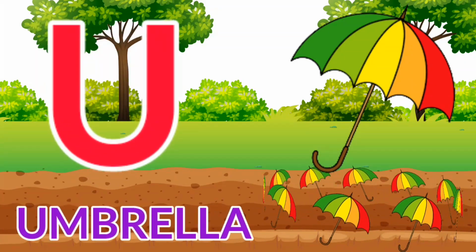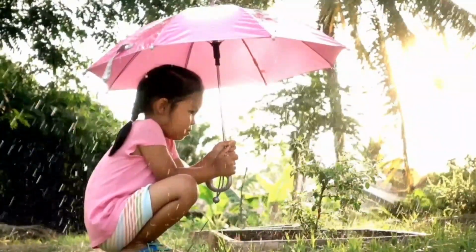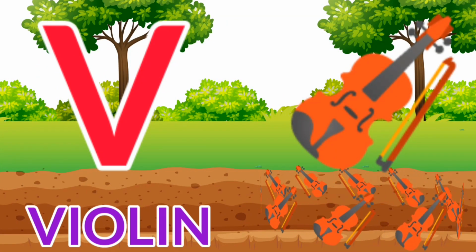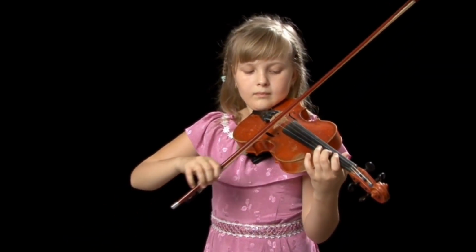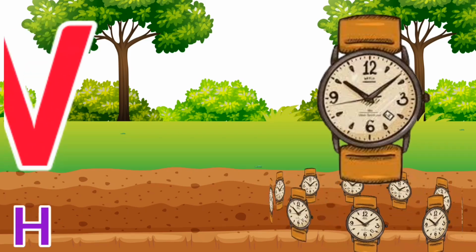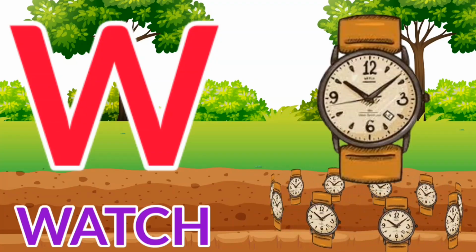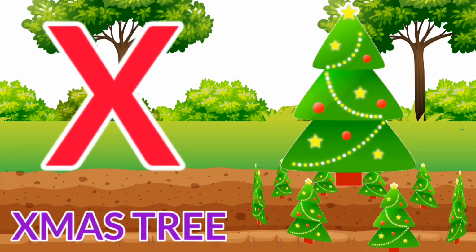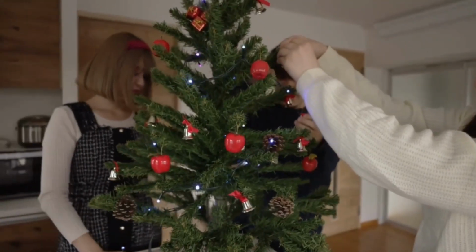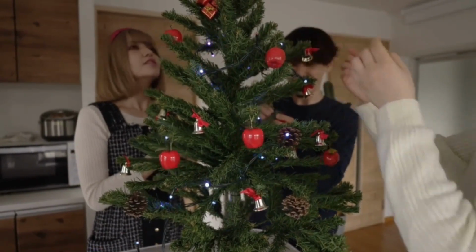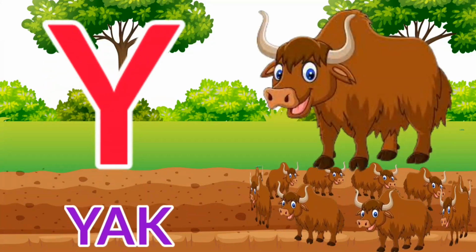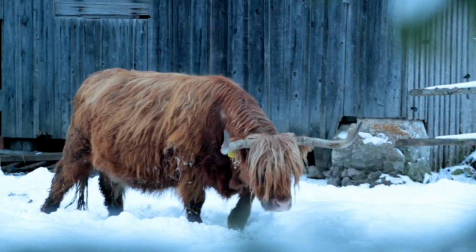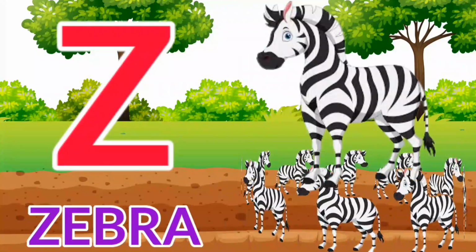U for umbrella. V for violin. W for watch. X for Xmas tree. Y for yak. Z for zebra.